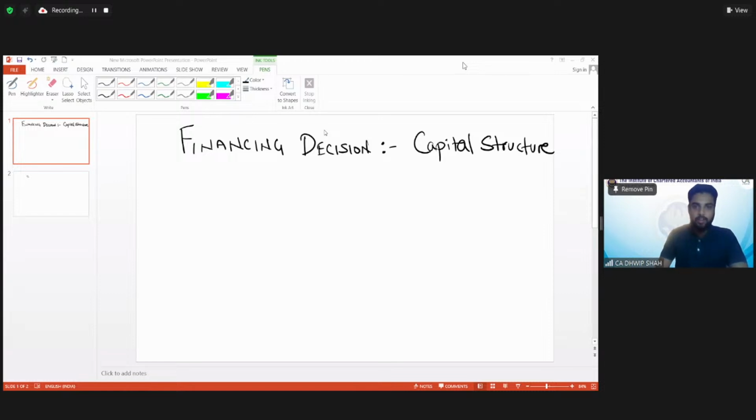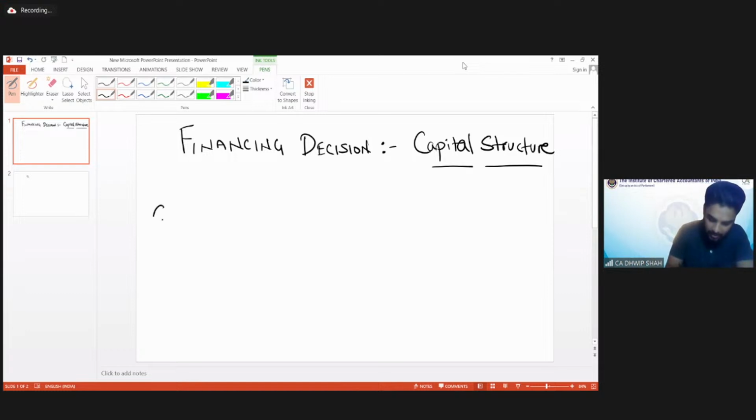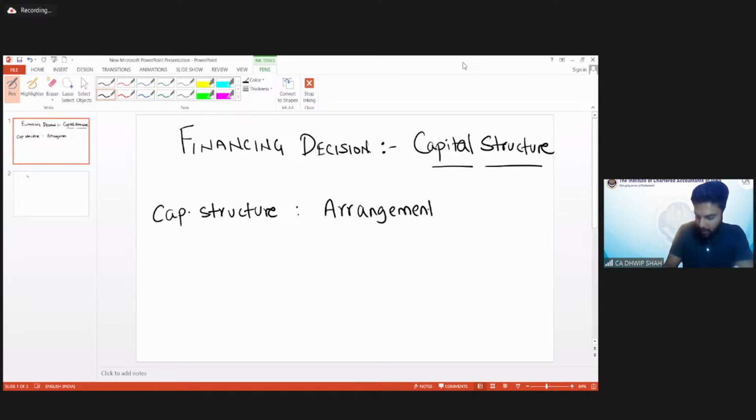Before we start with today's session, I just want to explain the meaning of capital structure. I hope by now you would have understood what capital structure means. In simple terms, capital structure is the arrangement of funds from different sources.